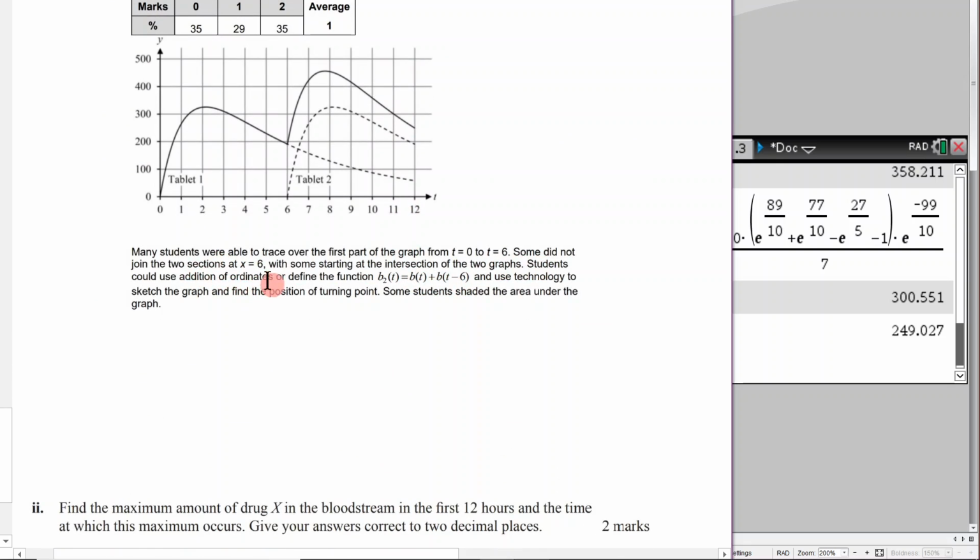Students could use the addition of ordinates or define this and use technology to sketch. So we did the second option there, but it would have been legitimate for you to do the addition of ordinates, as I showed you as well.